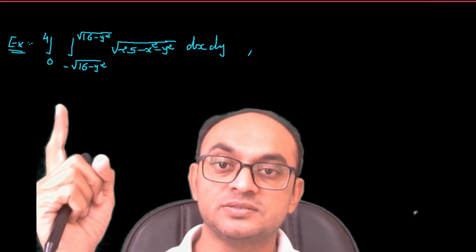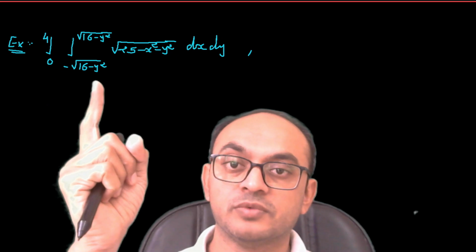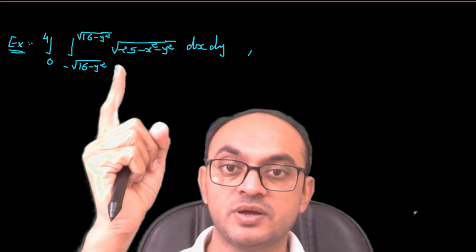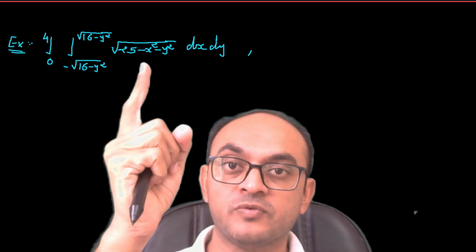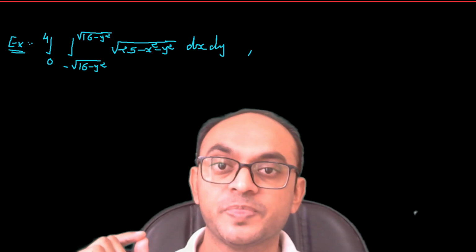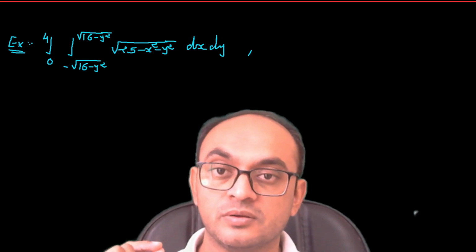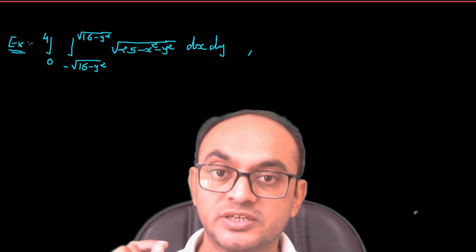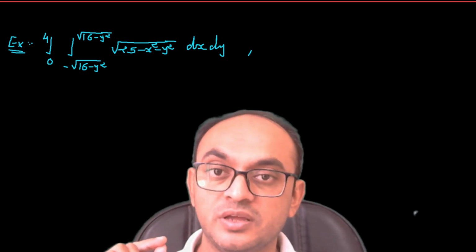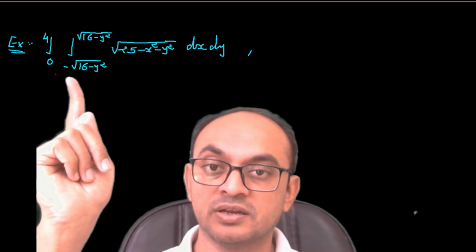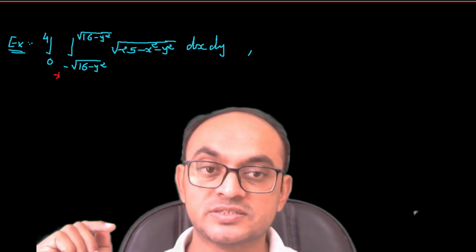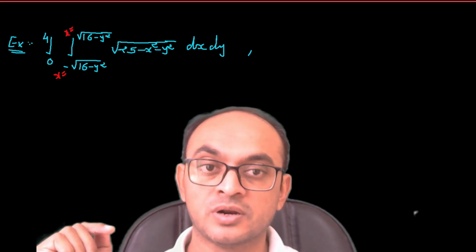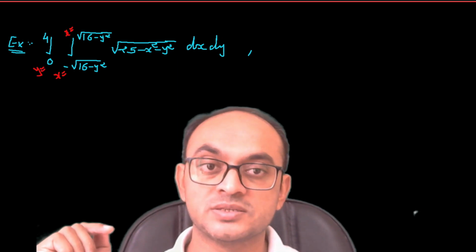The exercise is the integration over 0 to 4, and integration over minus square root of 16 minus y square to square root of 16 minus y square. The function is square root of 25 minus x square minus y square, dx dy. So first let us discuss: if I try to integrate this, which kind of difficulties do we face? As you know, these are the limits of x. So let me write x is equal to, and x is equal to the outer limit of y.